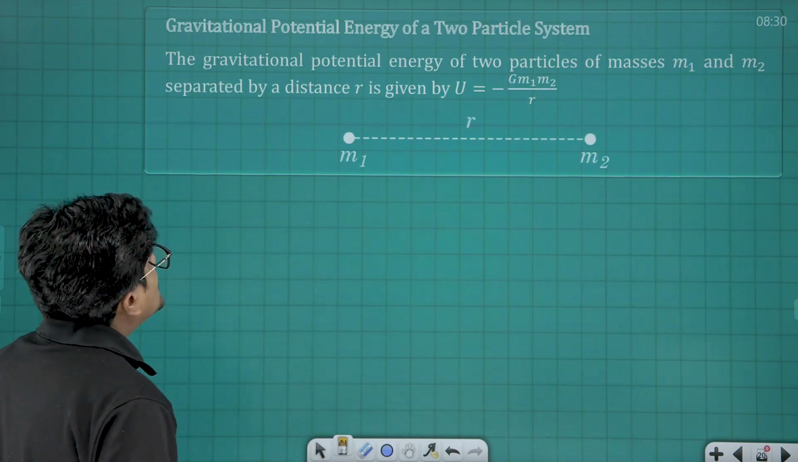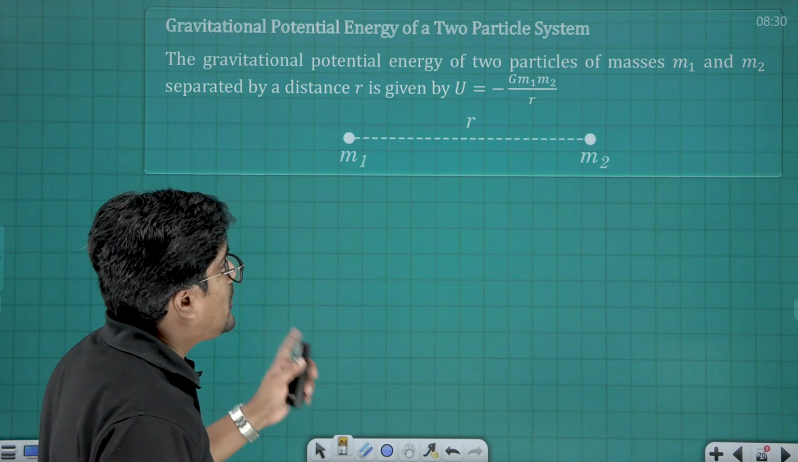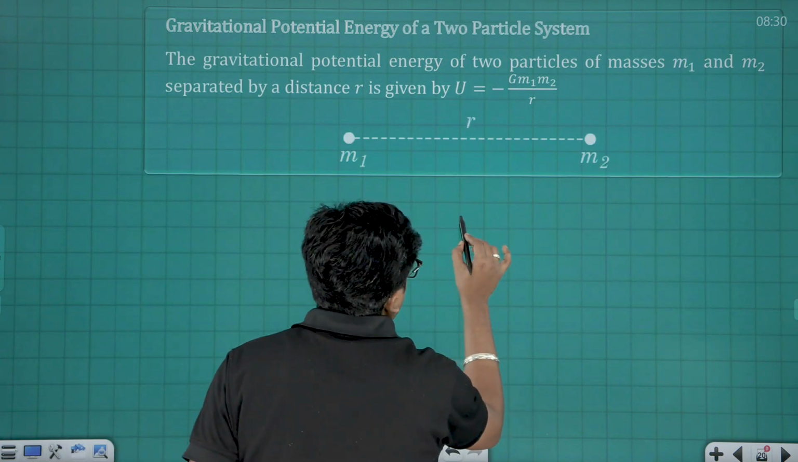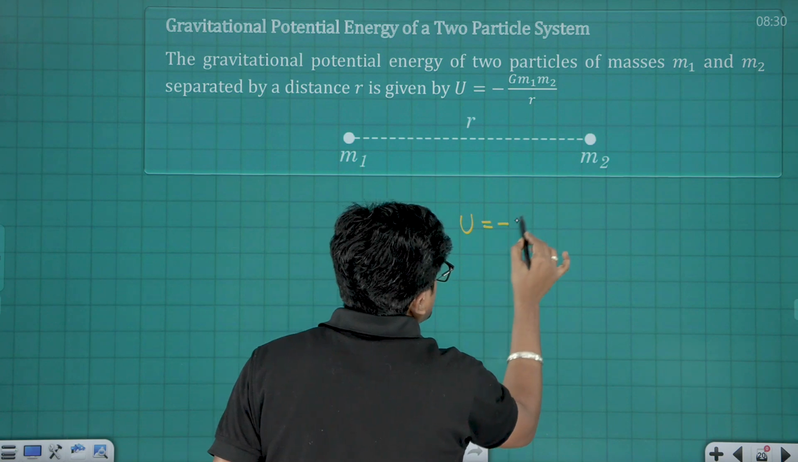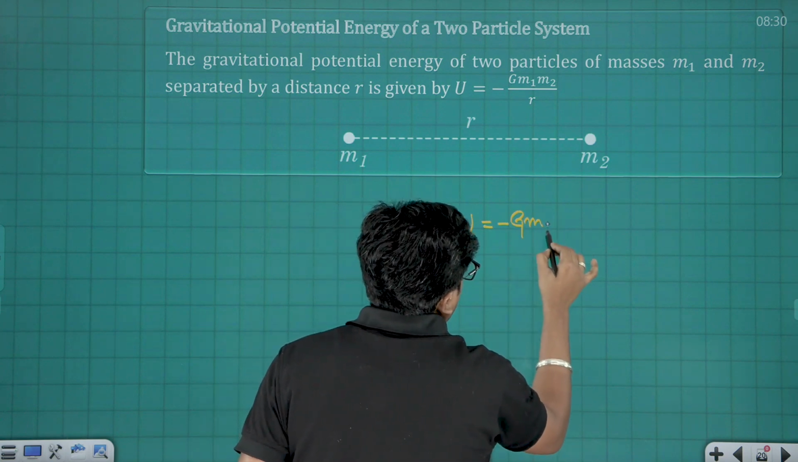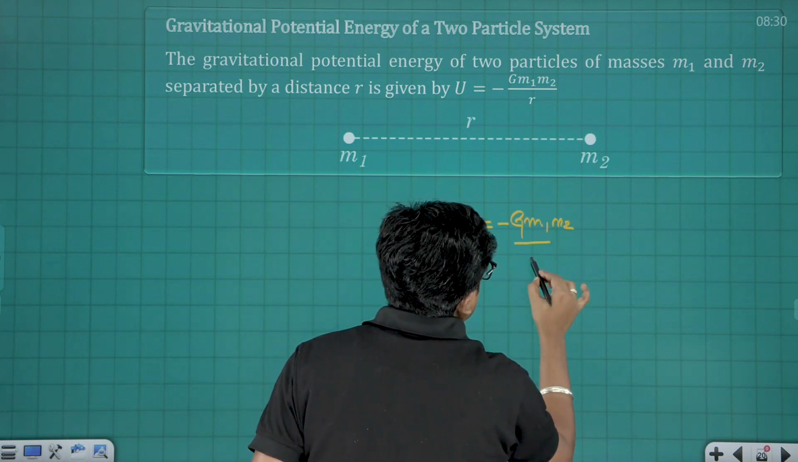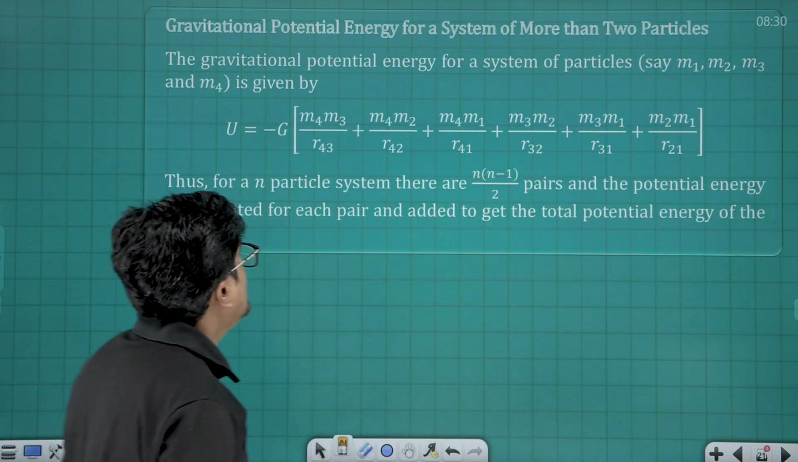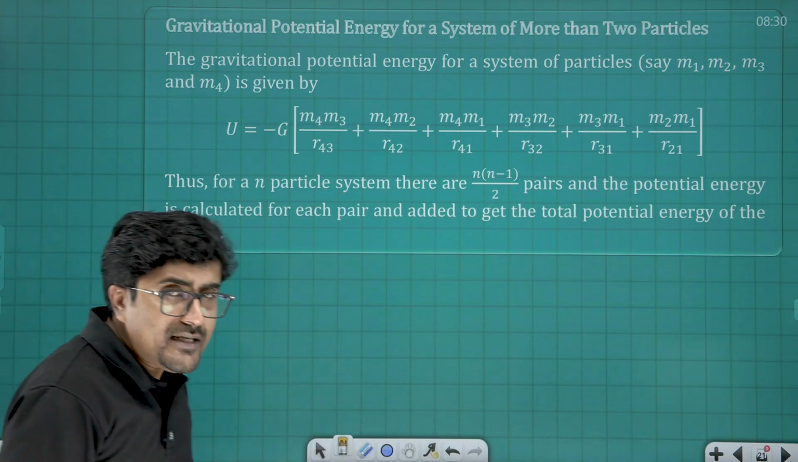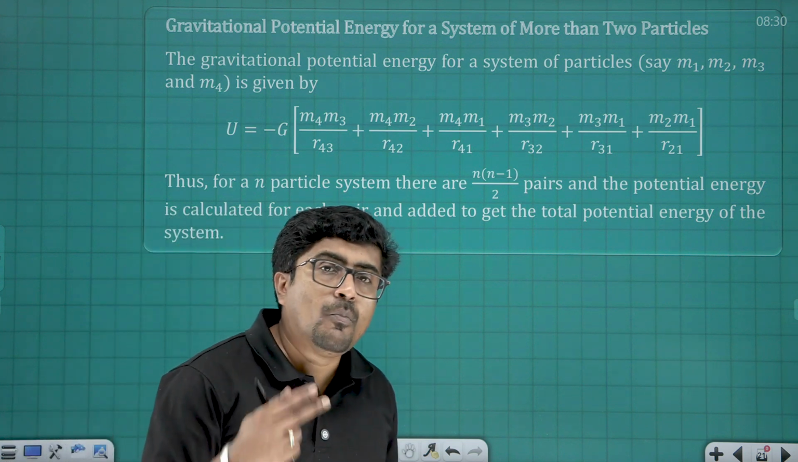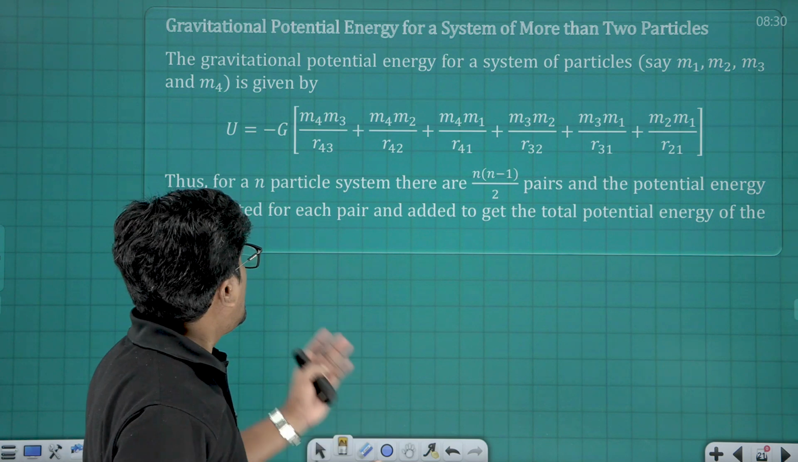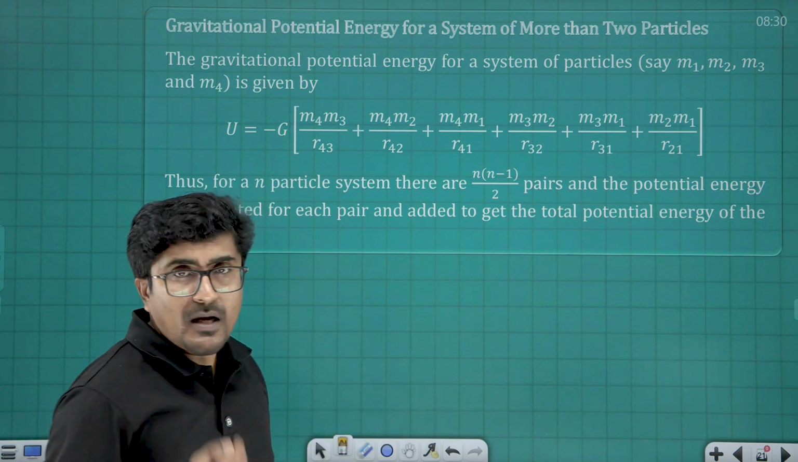Alright. The next one is gravitational potential energy of two particle system that we already explained here. The same expression you can see here as well. The potential energy is going to be minus of G m1 m2 upon small letter r. Alright. The next one is, what if you have got more than two particle system? Okay, here you can see a case is considered where four masses are there.